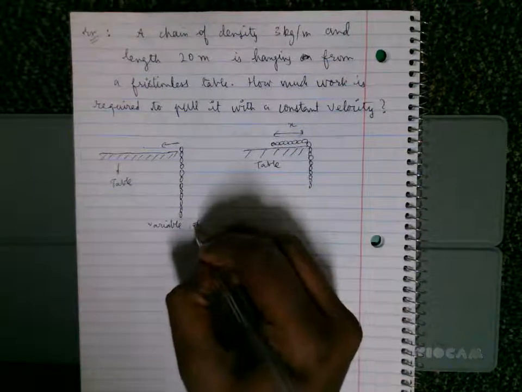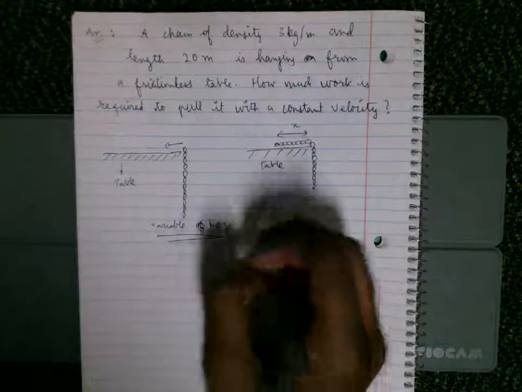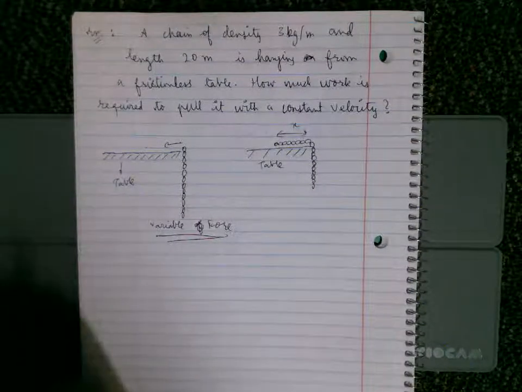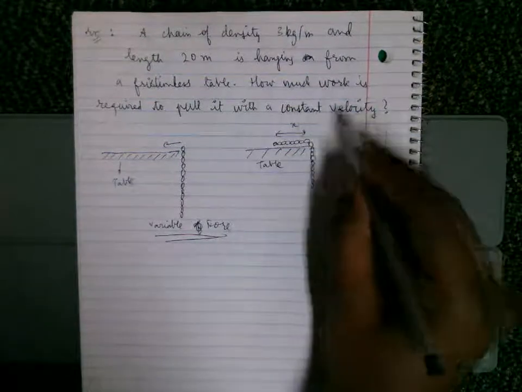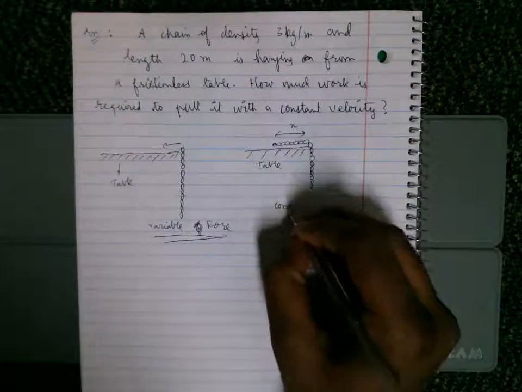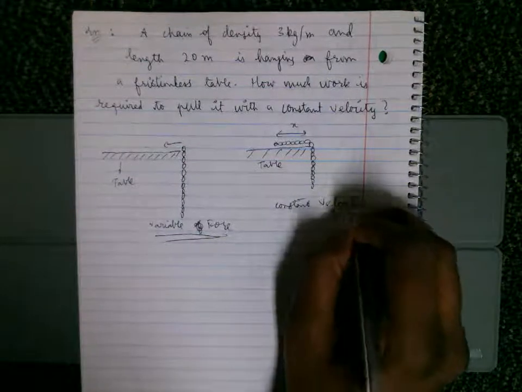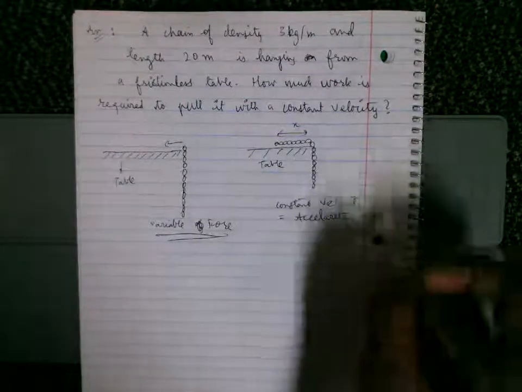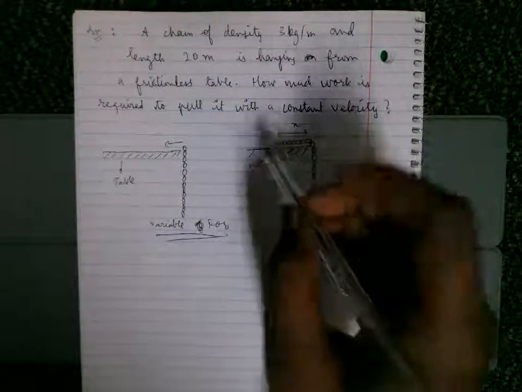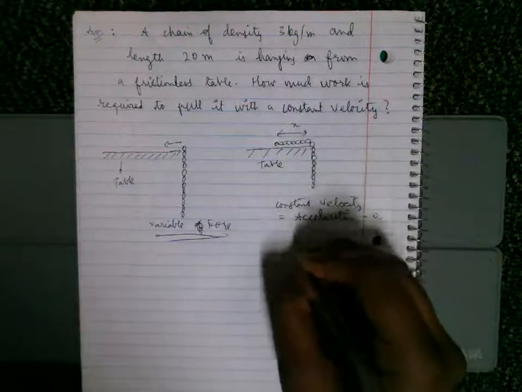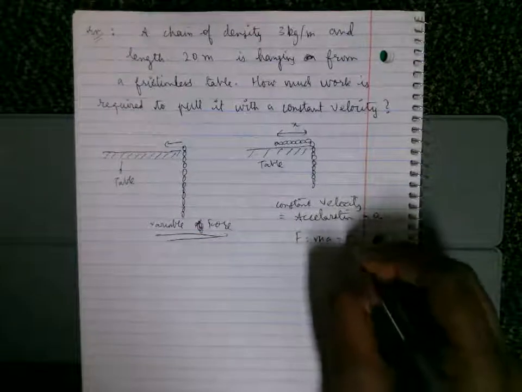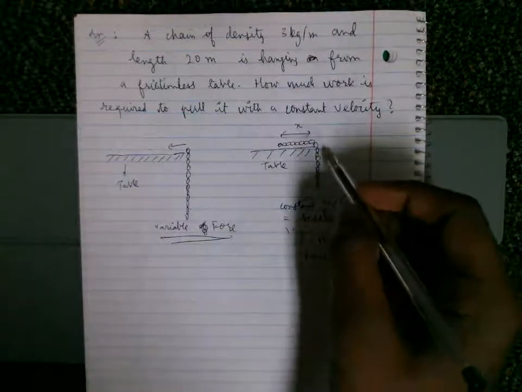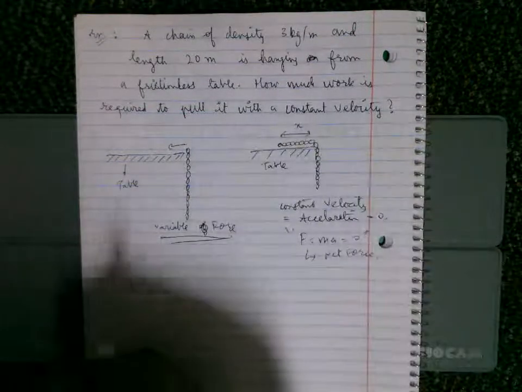So you have to realize that we are pulling the chain with a constant velocity. So that means at every point, constant velocity means acceleration is zero, right? So the acceleration of this chain is always zero. Since we know that F is equal to ma, the force has to be zero. Here the force is the net force. So the net force on this chain should always be zero.